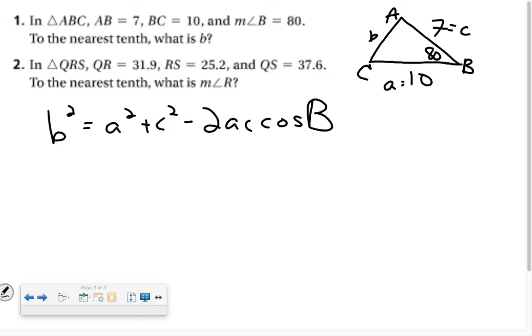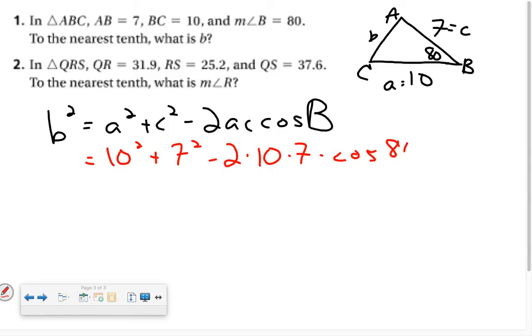So let's plug everything in. B squared equals 10 squared plus 7 squared minus 2 times 10 times 7 times the cosine of 80. Let's simplify this. I've got 100 plus 49 minus 140 times the cosine of 80.